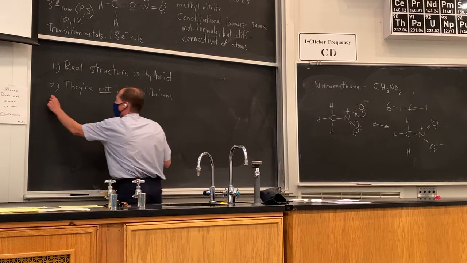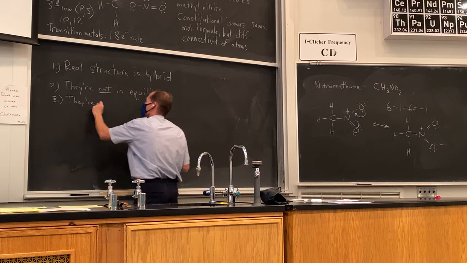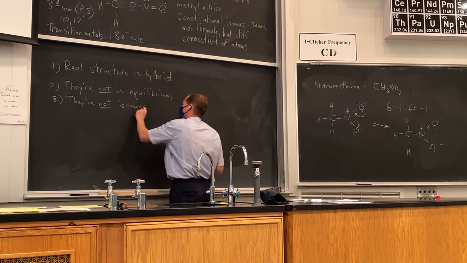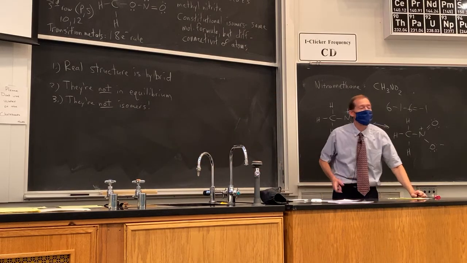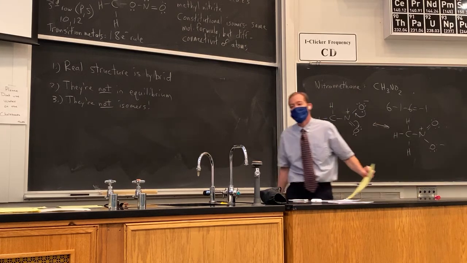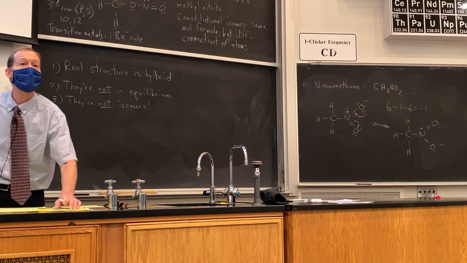Another way to state that, and I'm going to put it as a third point because it's so important to remember, is that resonance structures are not isomers. They are two different Lewis structures representing the same compound. Questions about these principles of resonance?